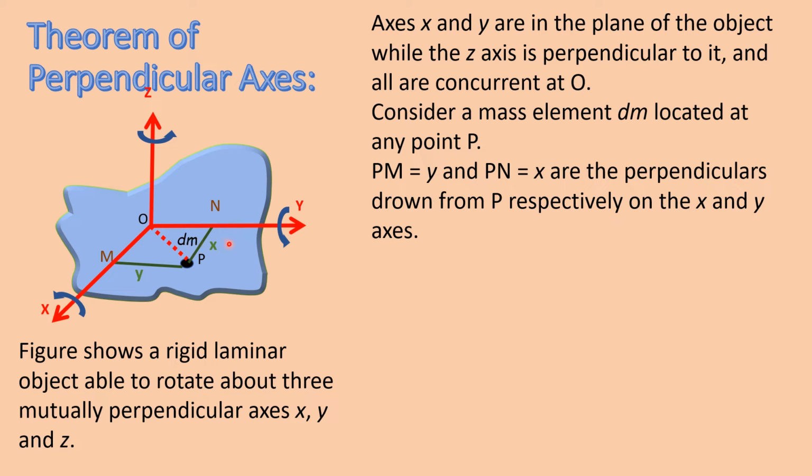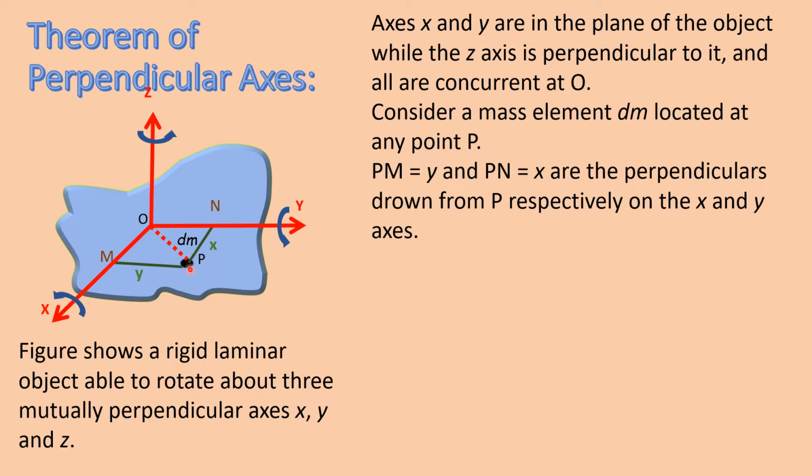Now, as the line Pn is parallel to the axis x, we can say that the MO distance is equal to the Pn distance, and that is x. Also, Pm is parallel to the y-axis and it is equal to the NO distance, and that is taken as y.